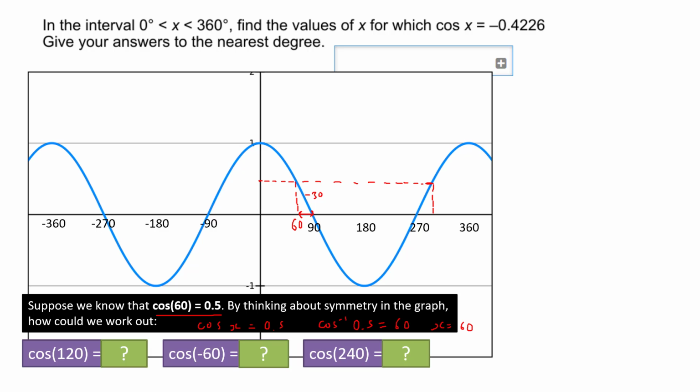And look at the way it's going. So from 270, the graph is symmetrical, so this way must be plus 30. So this answer here must be 300. So cos 300 also equals 0.5, and you can double check on your calculator.